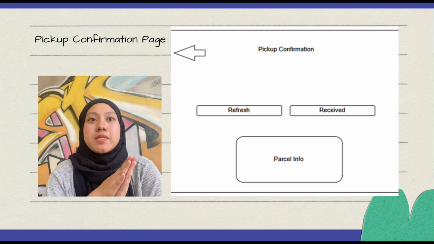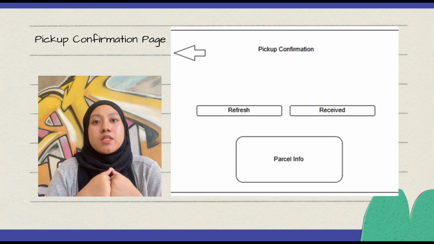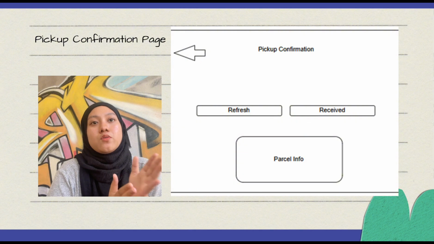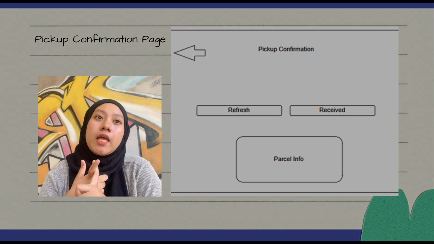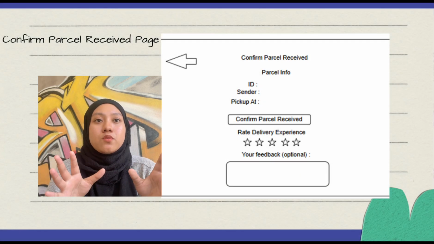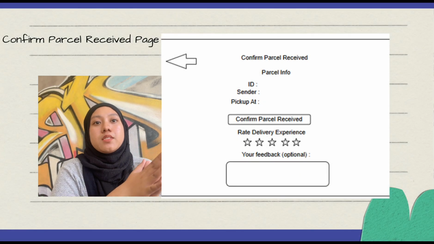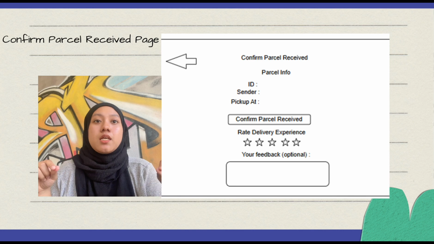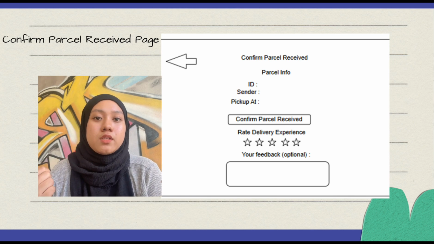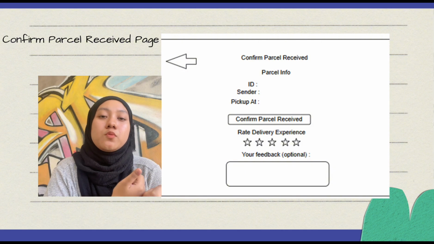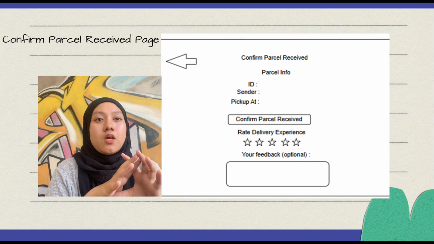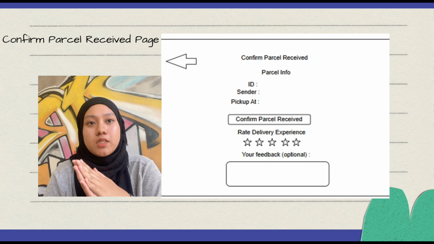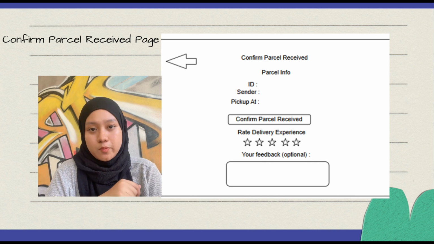So finally, confirm parcel receive page. This page allows customer to acknowledge the receipt of their parcel, and this page also displays the parcel info, including the sender and pickup details. Customer can also confirm they received the parcel and rate their delivery experience using a star section, and they can also give us feedback if they want to, because there is an optional feedback text box there, and this will help improve the service quality based on the customer input.